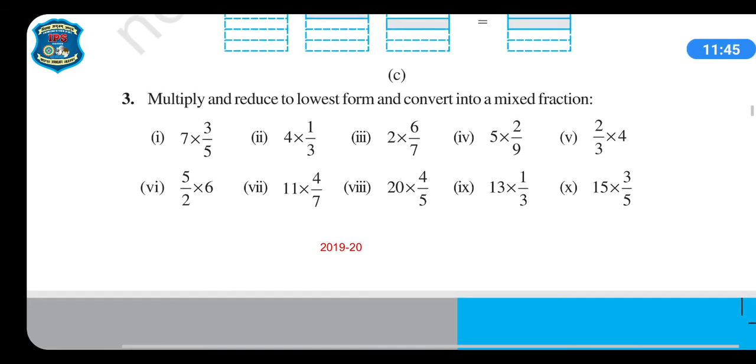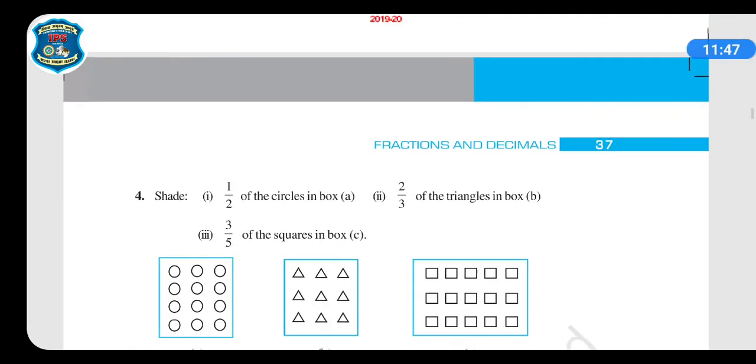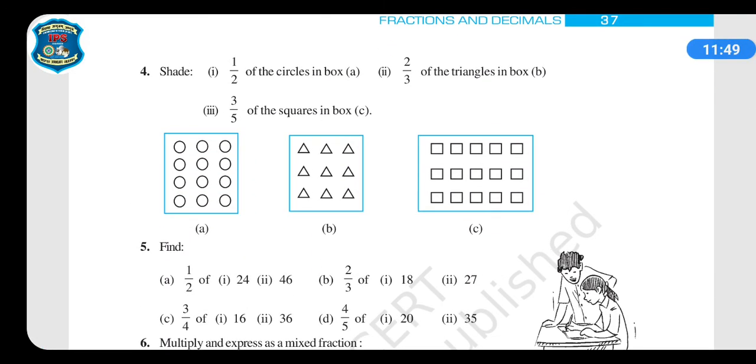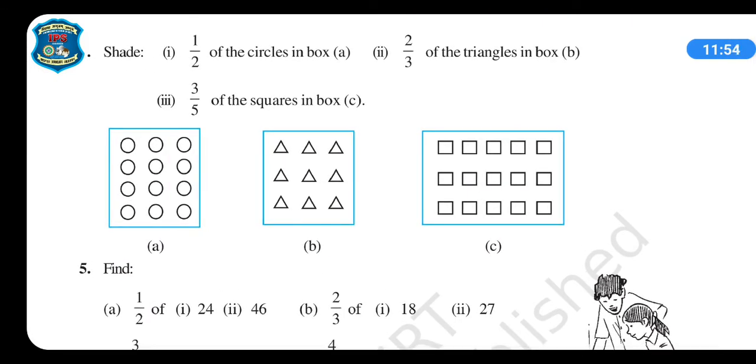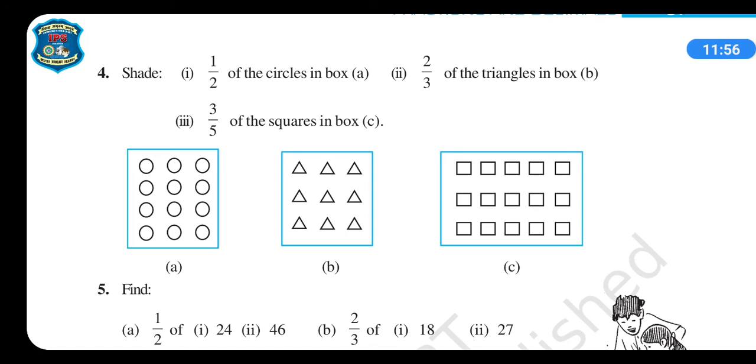Now you can complete this question number 3. Now let us see question number 4. Fourth question, see what is the meaning. Fourth is you have to shade 1 upon 2 of the circles in the box.